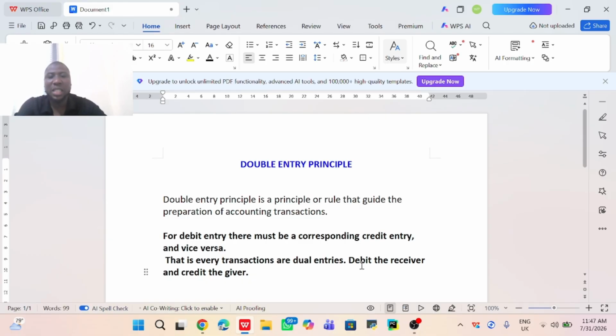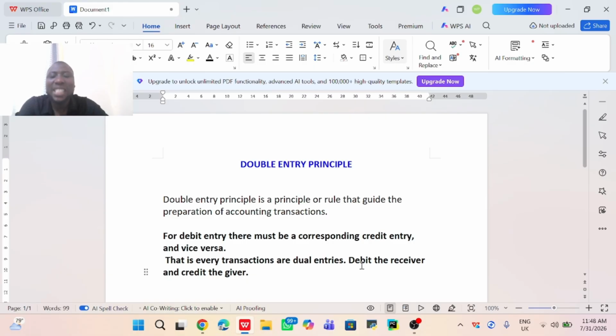What I'm trying to say is that, from the illustration I gave you, Ade bought a car at the rate of 500,000 naira. Ade that purchased that car is who? He is a giver. He gave out 500,000 naira cash. That's why that cash will be on the credit side. You will record that cash, a credit balance, on the credit side, 500,000 naira.